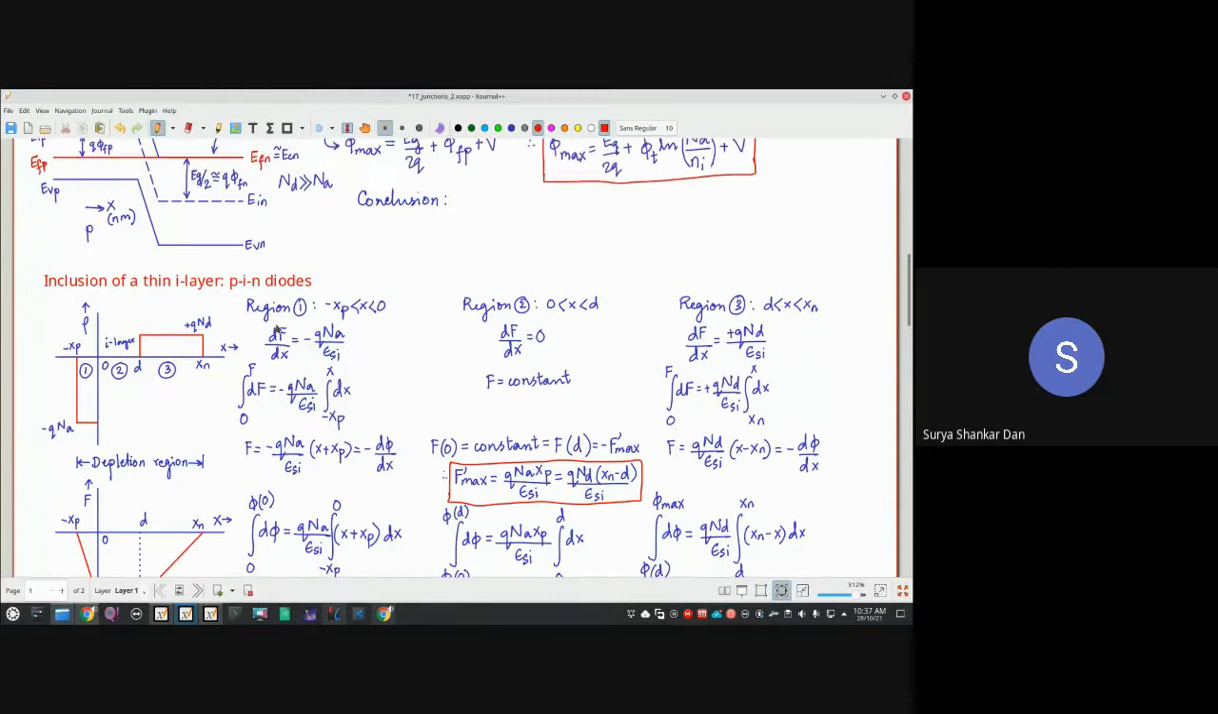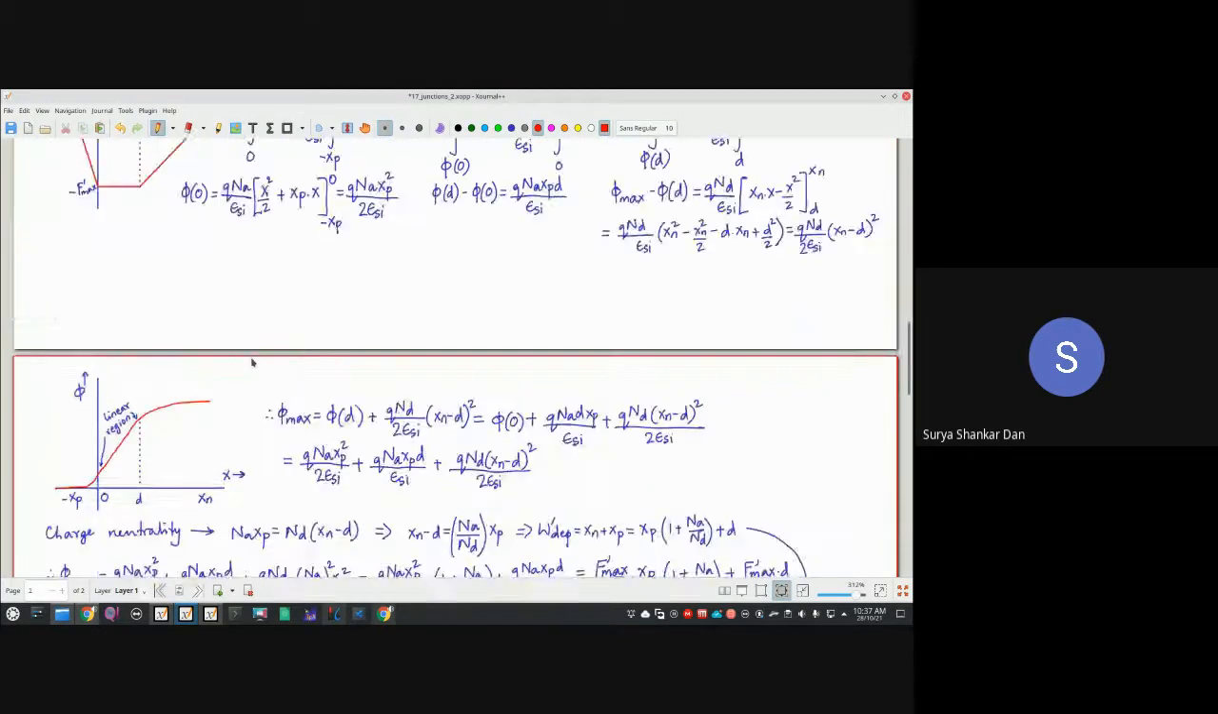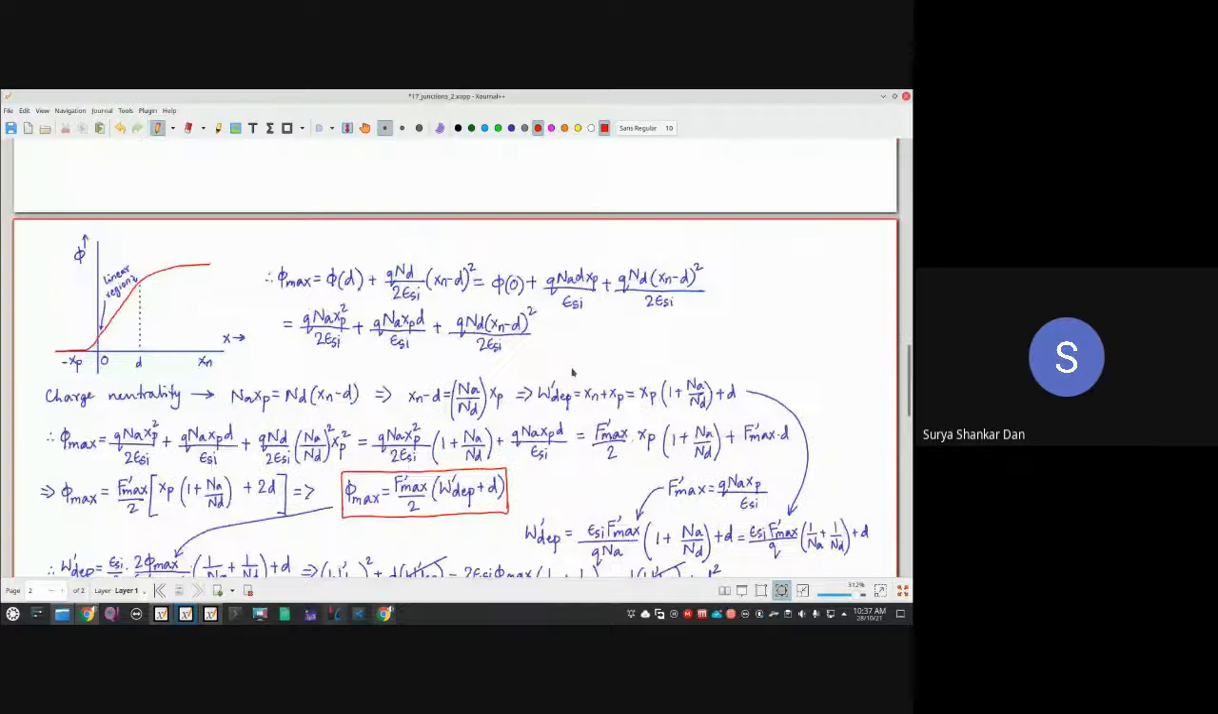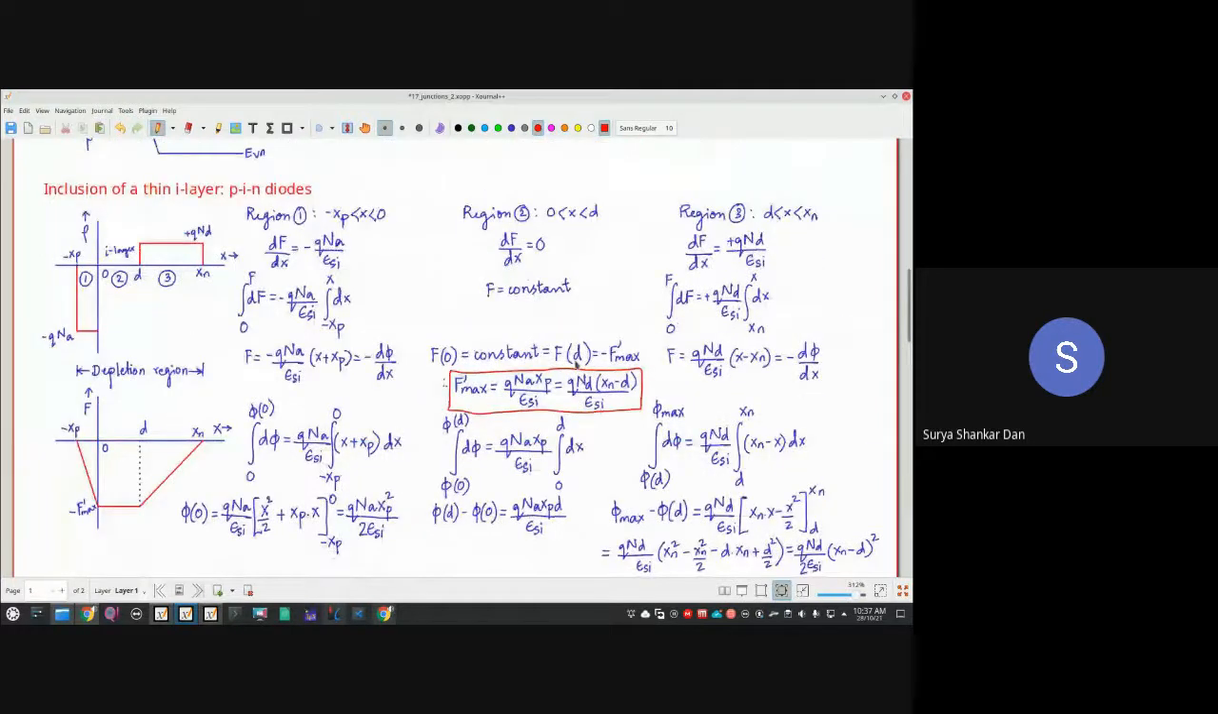Similarly, you will not find this inclusion of the I layer, that is the PIN diode I layer, and what its influence is. This entire workout is unavailable in any textbook. In Torrenting, you will find the final results. So let's begin. First of all, why do we even require this I layer?